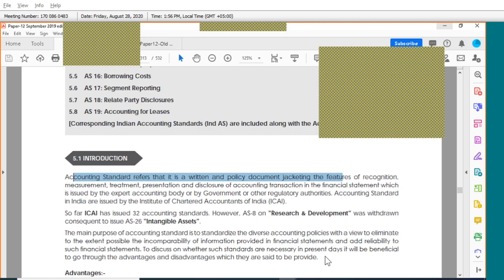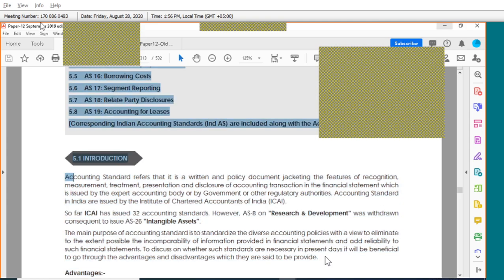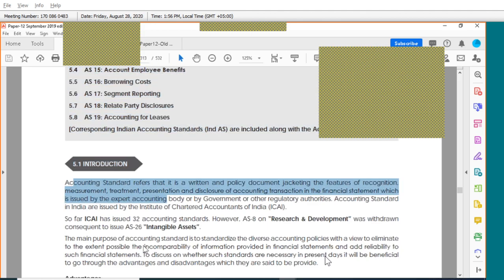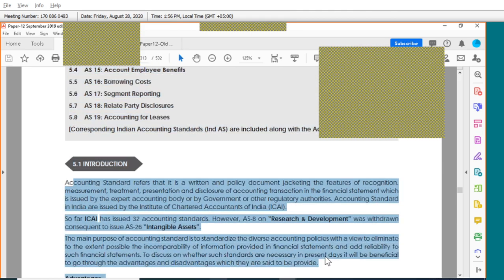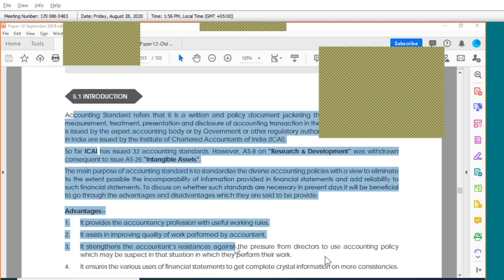So just go through the advantages and disadvantages. What are the advantages? So advantages are given here.